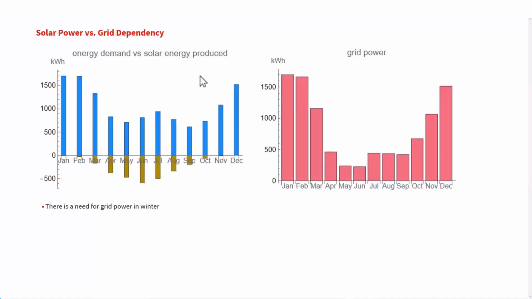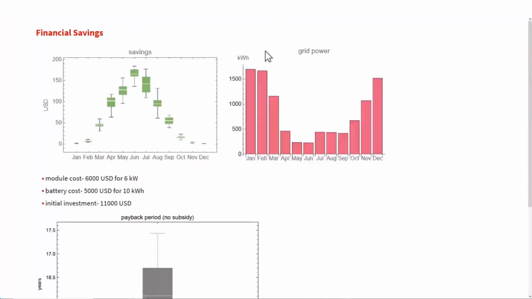The grid power chart shows how solar energy reduces my dependence on grid electricity during the summer months. However, in the winter, I still rely heavily on grid power to meet my energy demands. Assuming I can fully utilize the solar energy I generate, it will reduce my reliance on grid power and result in savings. Based on my current solar production, I estimate annual savings of around 700 US dollars.